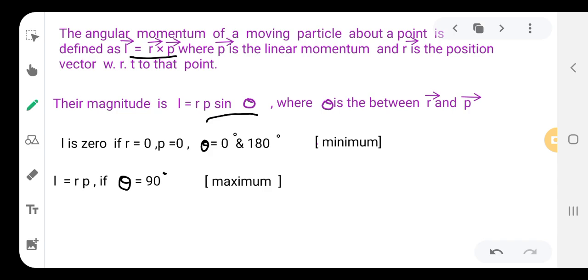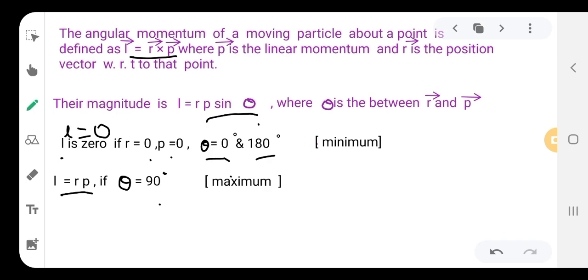Okay. Then there are two values here where L will be minimum and where L is maximum. When theta is 0 and 180 degrees, L is minimum, or it is 0, and it has the maximum value when theta is 90 degrees. Right? So L is equal to Rp we will get. So this is the maximum value. The minimum value is L equal to 0 when r is 0 or p is 0, or theta equal to 0 degrees and 180 degrees. So this is about the angular momentum.